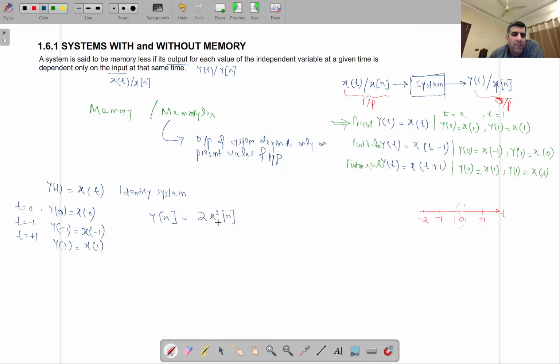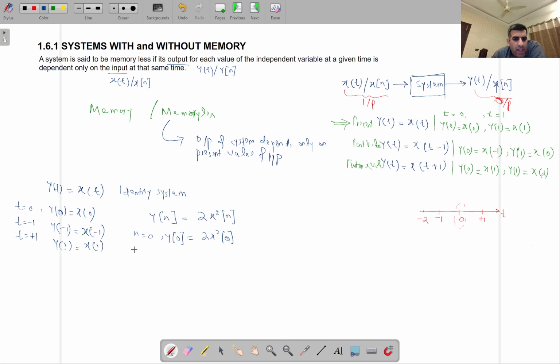Don't confuse it with the x of n square, which is a different system, which I'm going to write in a while. So again, you can try different values of n now. So we can try the value of n equal to 0. That is going to give me y of 0, and this is going to be 2x square 0, which means I still need the input value at n equal to 0 to find out the value of output at n equal to 0, which is fine.